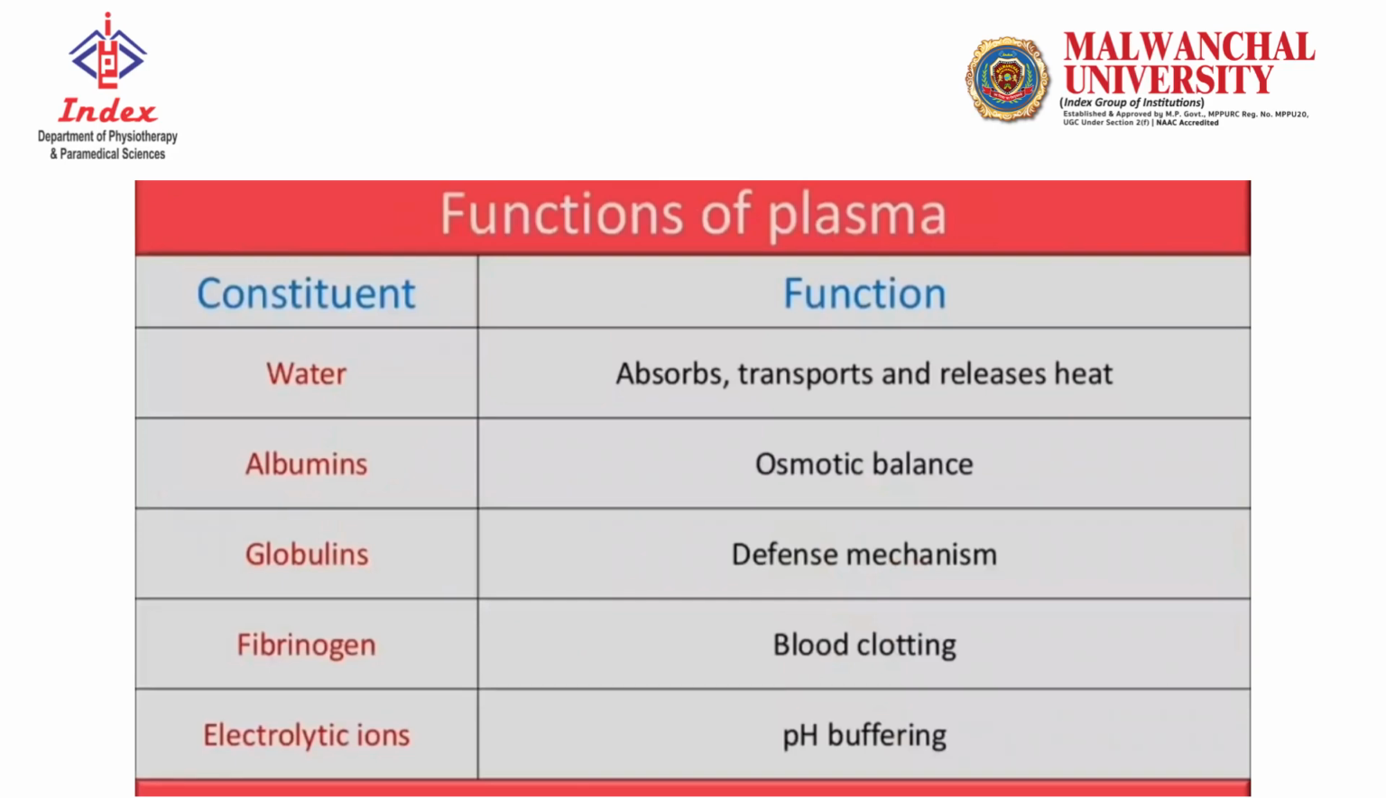Now we'll discuss functions of plasma. Water absorbs, transports, and releases heat. Albumins maintain osmotic balance, globulins provide defense mechanism, and fibrinogen is important for blood clotting. Electrolytic ions provide pH buffering. These are the important functions of plasma.